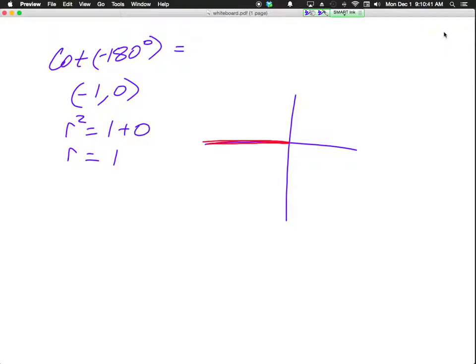Then I need to figure out what cotangent is. What's the definition of cotangent? Or let's start with tangent, because it's probably going to be easier. What's tangent? y over x, so that means cotangent is x over y. My x is negative 1, and my y is 0. And this is what Kurt was asking. What happens when 0 is in the denominator? It doesn't work, so what name do we give it? We give it undefined. So cotangent of negative 180 is undefined. Let's do one more, and hopefully we'll see that our options are limited.